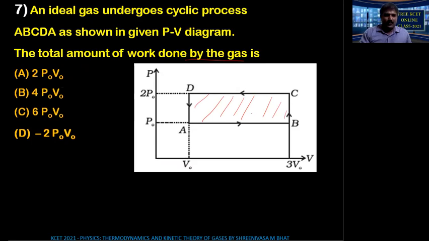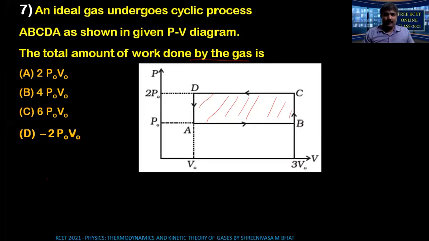So work done is equal to the area within the loop. Work done is equal to the area under the PV diagram within the closed loop.